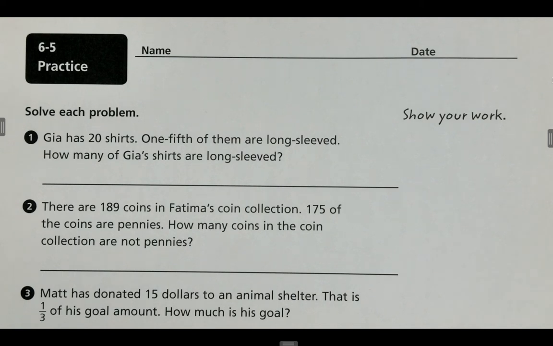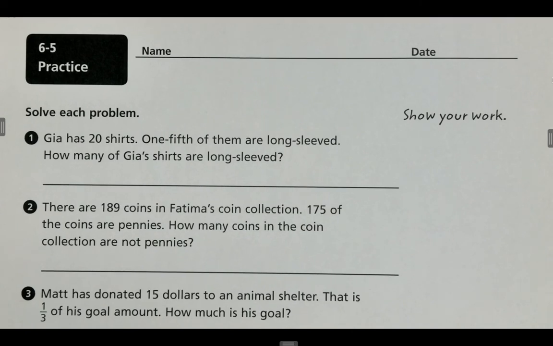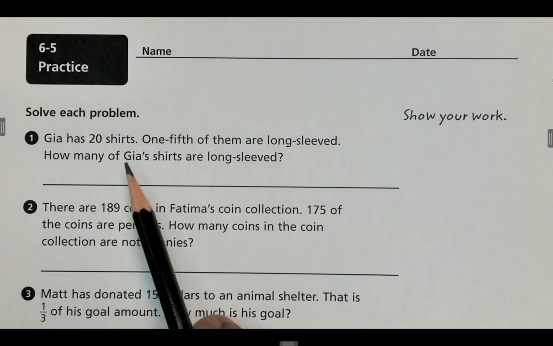Lesson 6.5, Comparison Problems. In this lesson, we're going to see word problems where one thing is being compared to another, but we're going to have to ask ourselves the question, do we represent the equation using addition or multiplication? Let's get started.